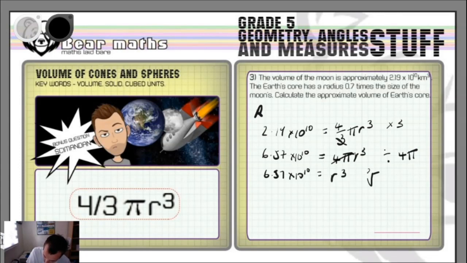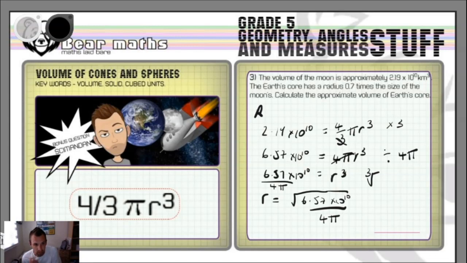And then I'm going to cube root everything. That's going to get rid of that cubed. So r is going to equal the cube root of 6.57 times 10 to the 10 over 4 pi. Okay, so that's going to give our radius of the moon. Now we plug all that into the calculator and it gives us an answer of 1,740 kilometers. Notice I've stuck to 3 significant figures because the question was in 3 significant figures as well.